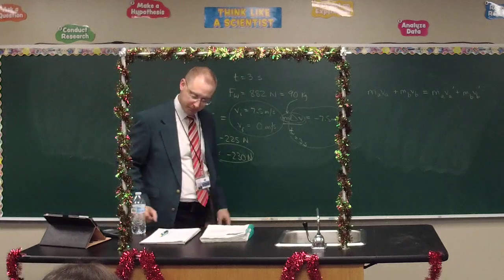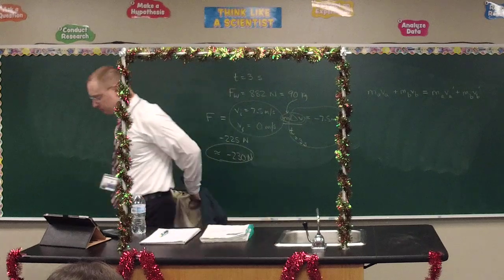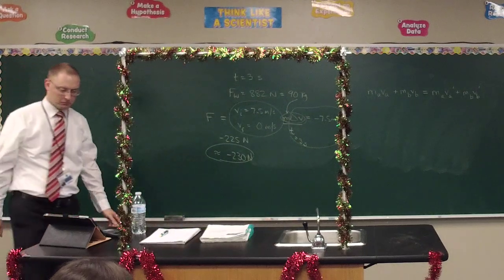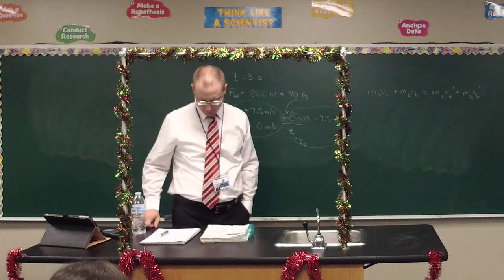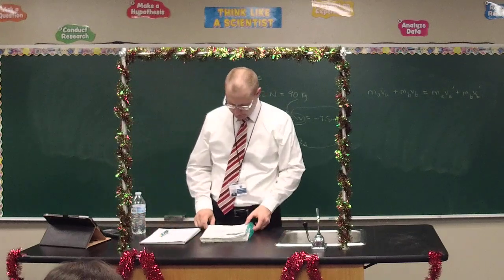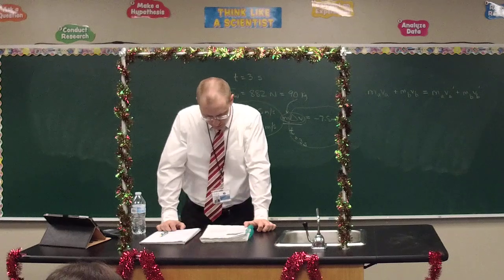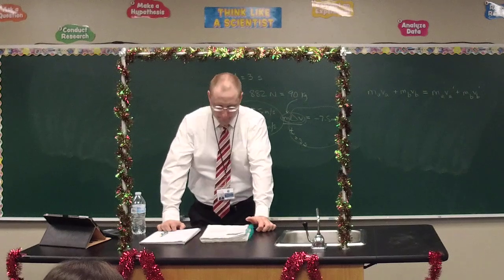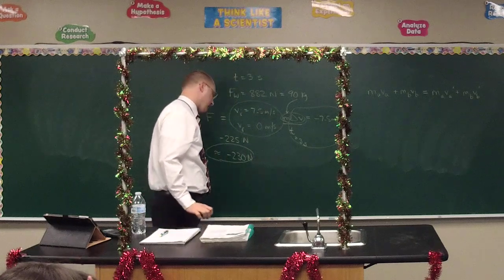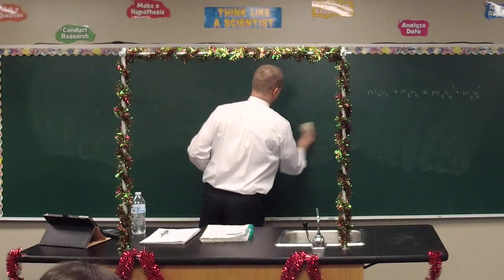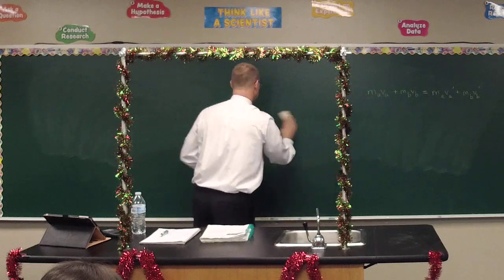A 40-gram marble rolling at 0.550 meters per second collides with another 40-gram marble sitting at rest. If the rolling marble comes to a dead stop after the collision, what velocity is imparted to the resting marble, assuming no force of friction? All right, it's rolling, so the assuming no friction isn't too big of a stretch, as rolling objects experience little friction.